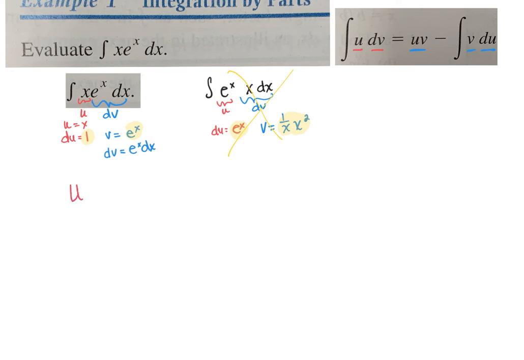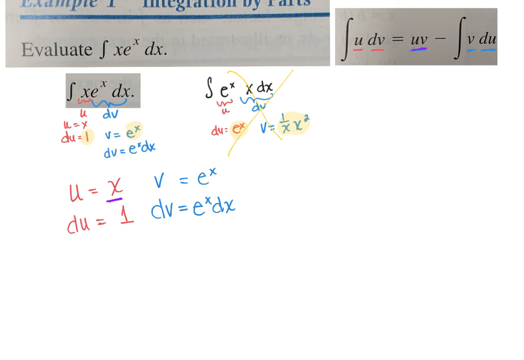We're going to say, well, my u is going to be my x, which means my du is going to be just 1. My dv is going to be my e to the x dx, which means my antiderivative of that is just e to the x. There's my u, my v, my du, and my dv. That's the hard part. Now we just plug it in, okay?